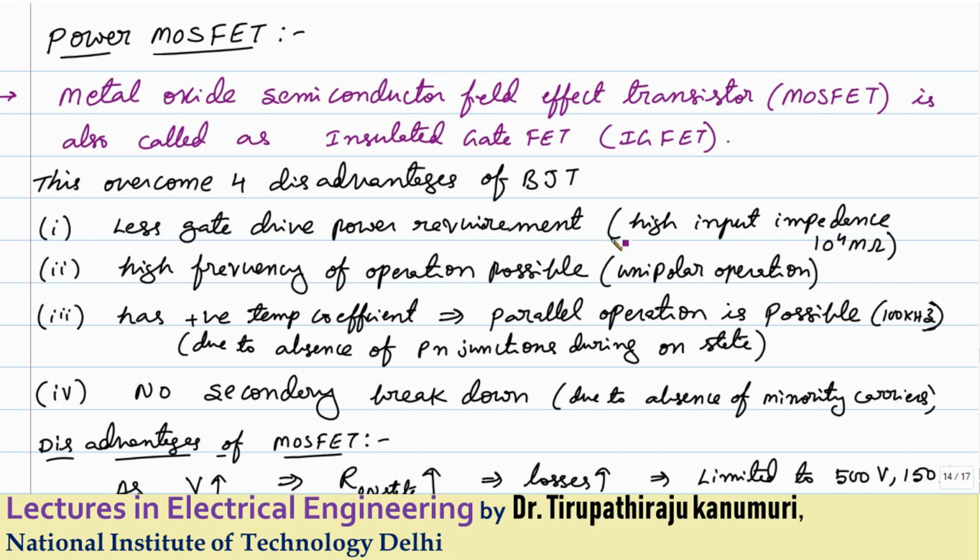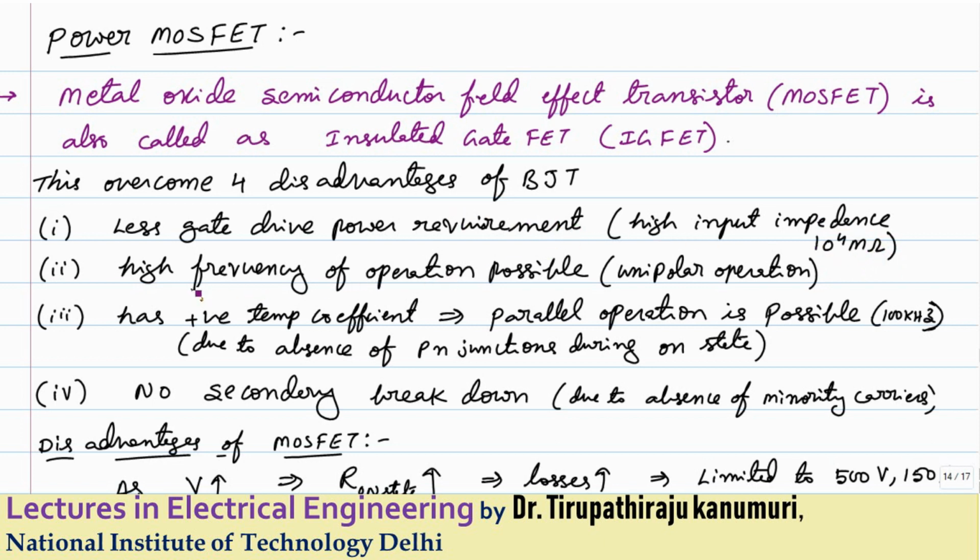But in this case, we are going to see that the input impedance will be around 10 to the power of 4 megaohms. That's why the gate power requirement is almost negligible or very small. It needs less voltage and negligible current. That's why the gate drive requirement decreases drastically.